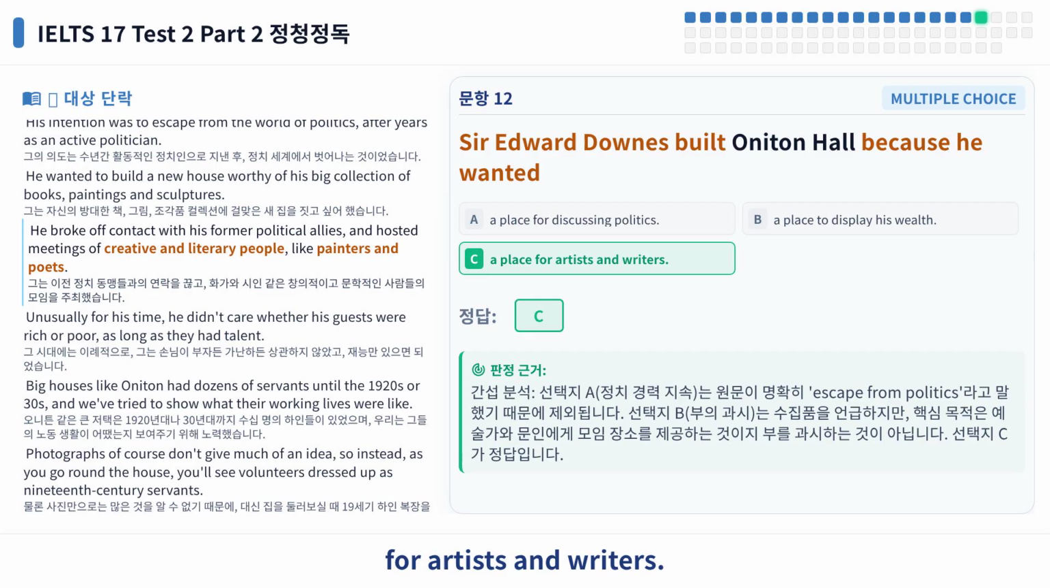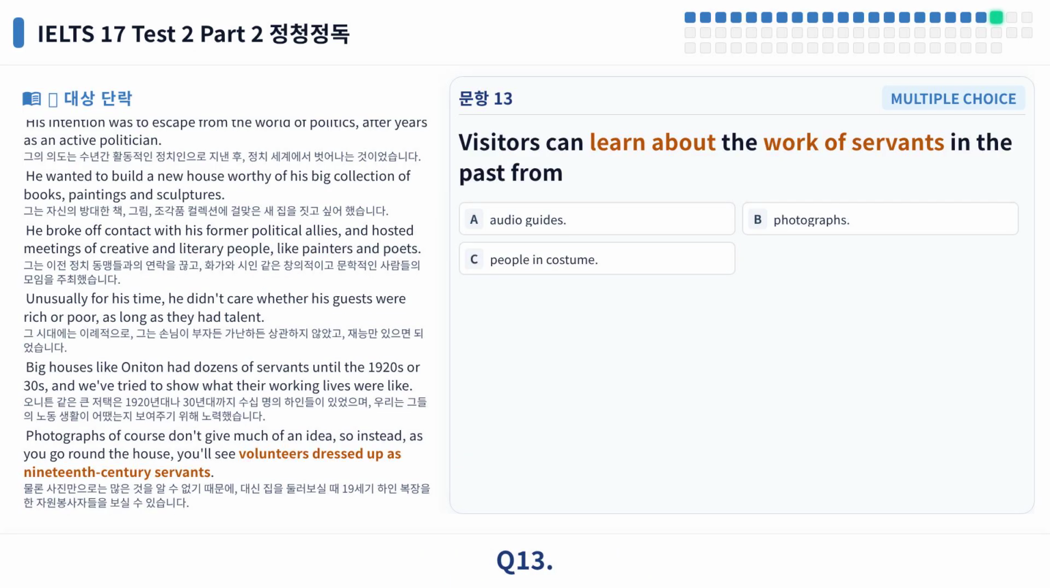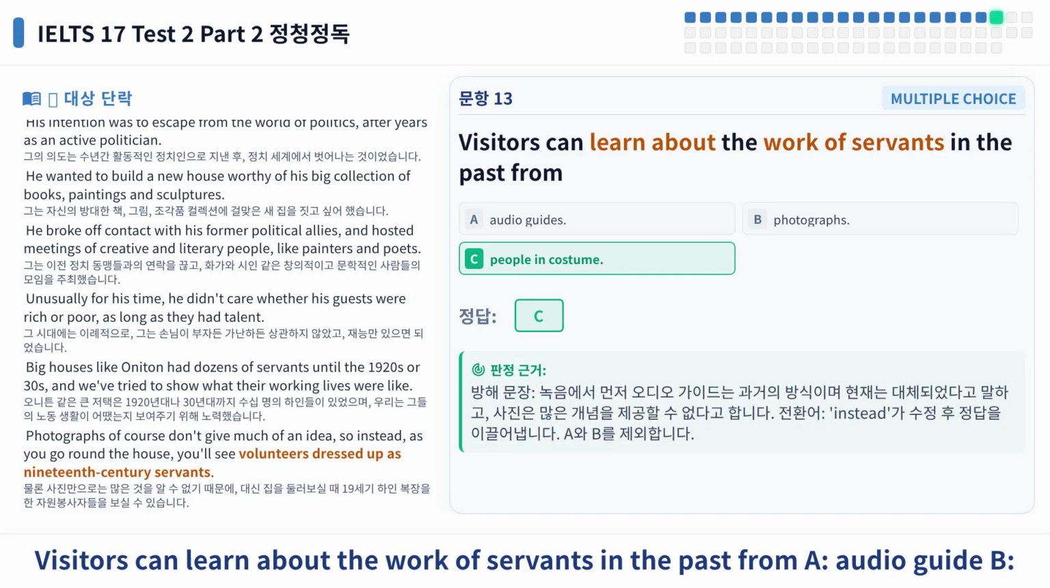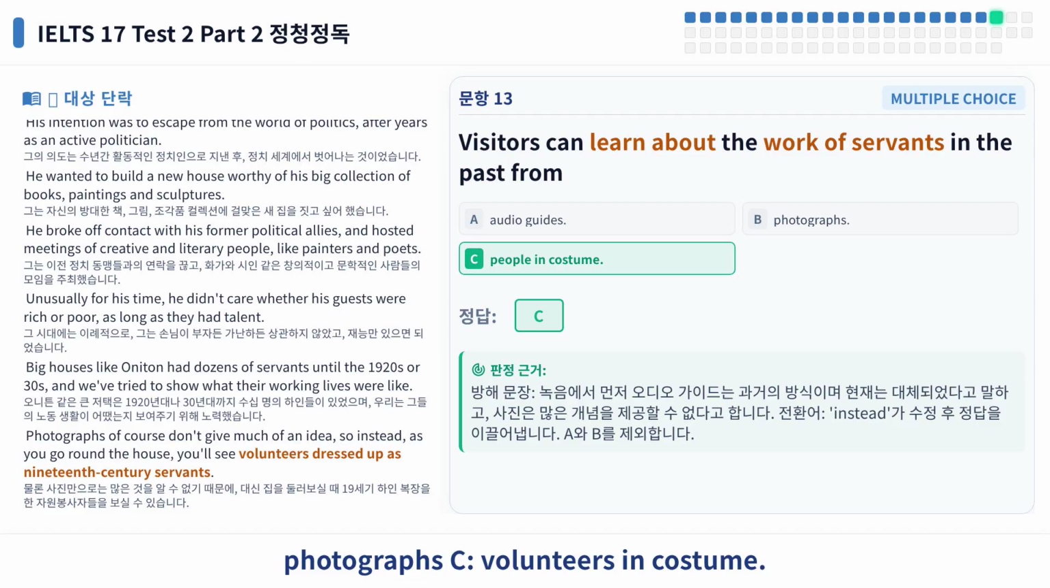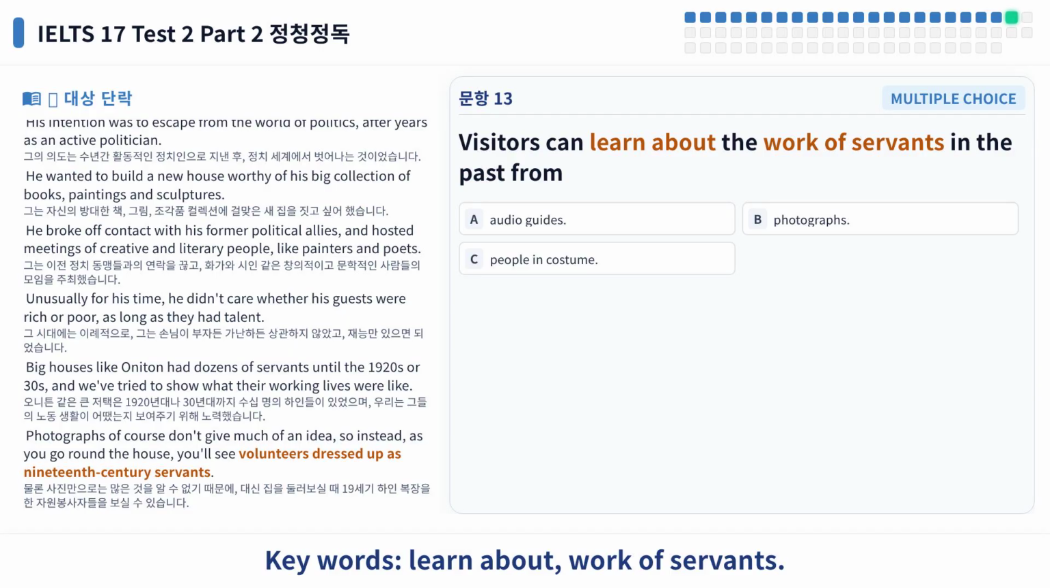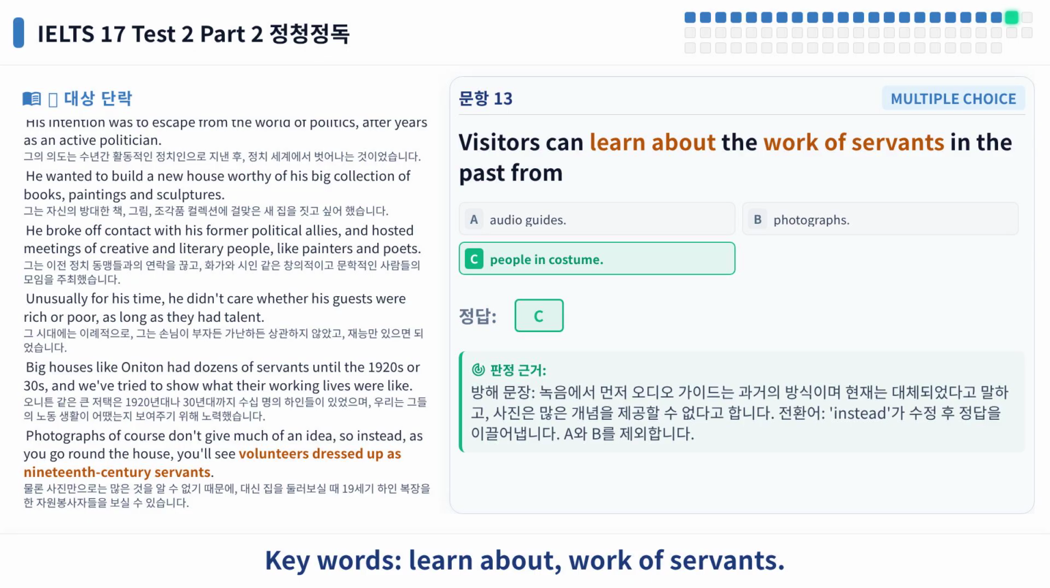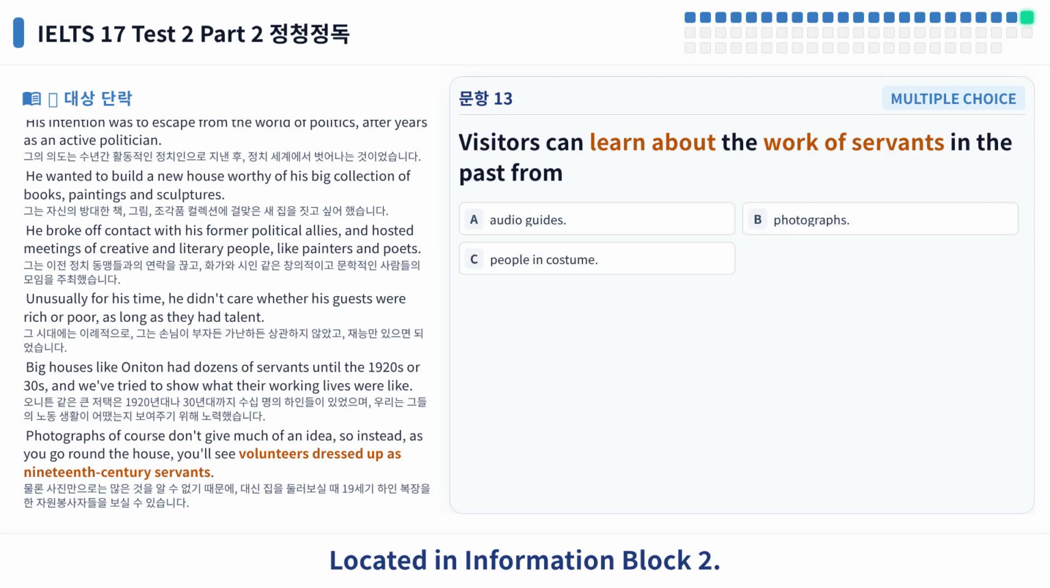Q13. Visitors can learn about the work of servants in the past from A. Audio guide, B. Photographs, C. Volunteers in costume. Pause to answer. Keywords: learn about, work of servants. Expect a description of how servants' work is shown. Located in Information Block 2.